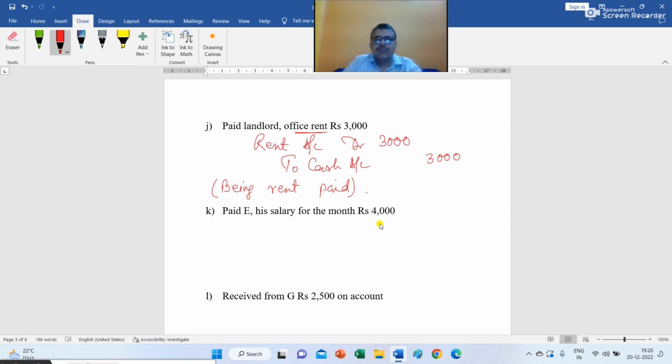Now in next transaction, paid E his salary for the month rupees 4000. Again there is an outflow of cash. So when there is outflow of cash, cash will be credited. And why the cash has been paid? The cash is paid for salary.